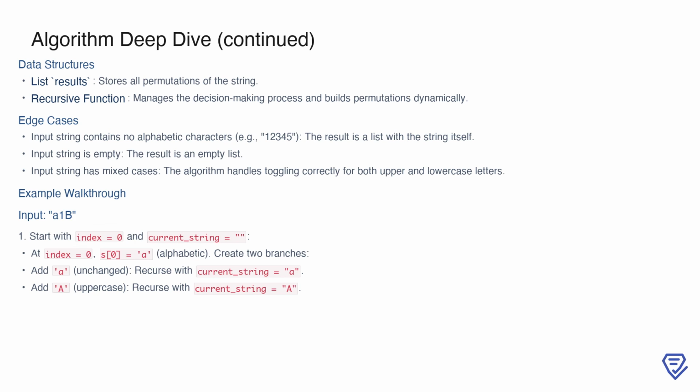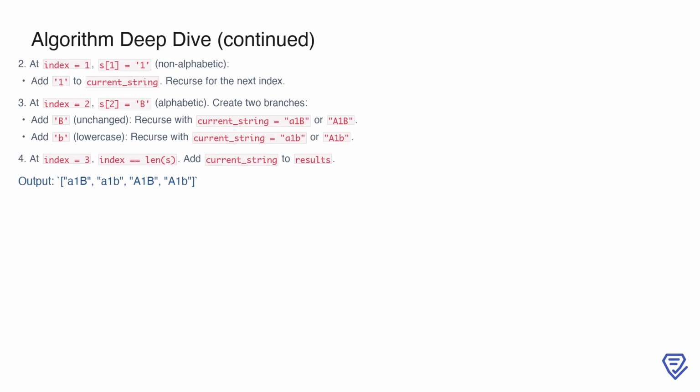Let's walk through an example to illustrate how this works. Consider the input string a1b. We begin with an empty current_string and start exploring from the first character. At the first index, the character is a, which is alphabetic. This creates two branches, one where we add a unchanged to the current_string, and another where we toggle it to A. Next, at the second index, the character is 1, which is non-alphabetic. For both branches, we simply append 1 to the current_string without creating additional branches.